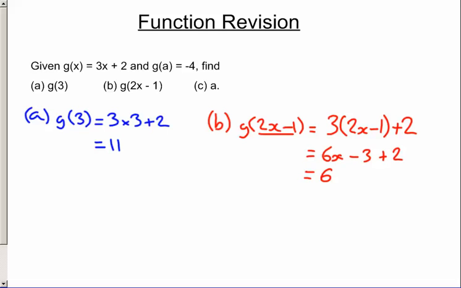Finally, in part c, we're told to find a, and we know that g of a is equal to minus 4. This time we're working backwards. If g of a is minus 4, then we have minus 4, this bit, g of a, is equal to this bit, but it has a in it, so it's 3a plus 2.